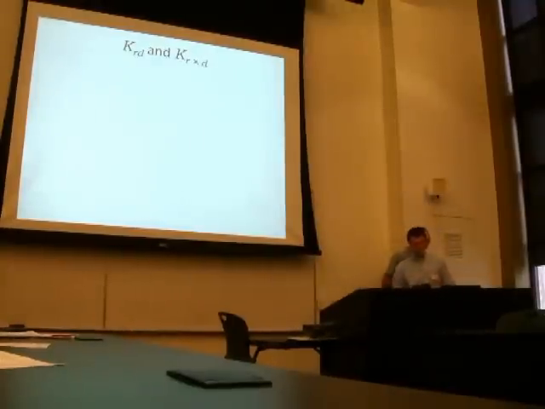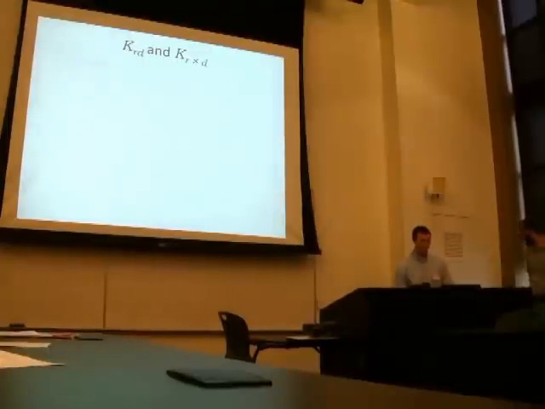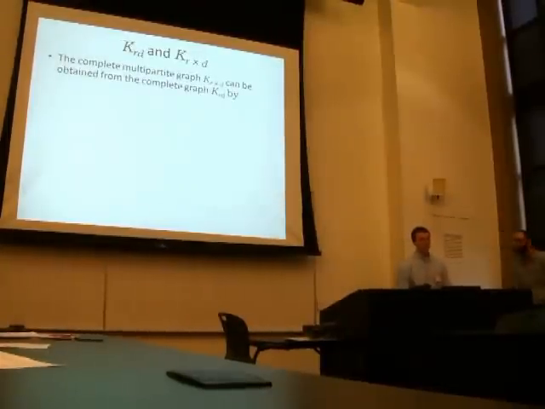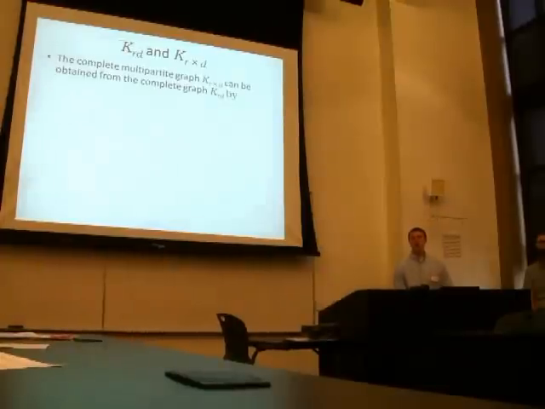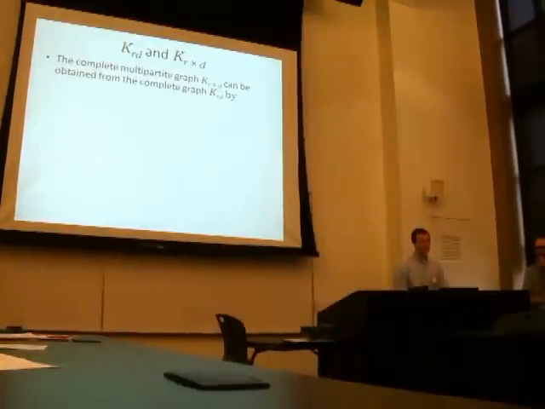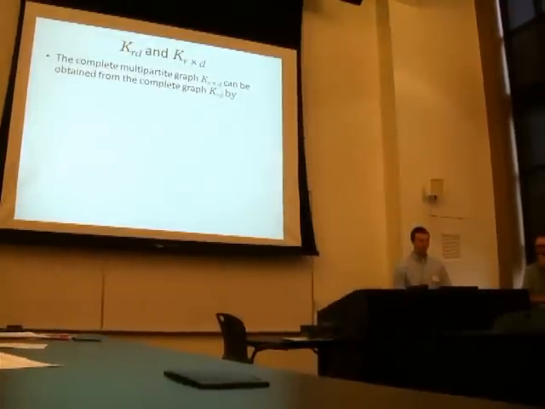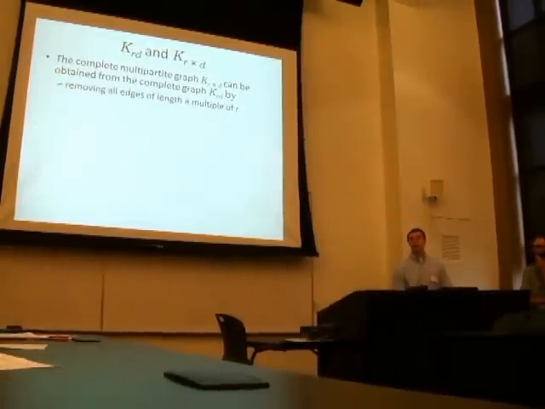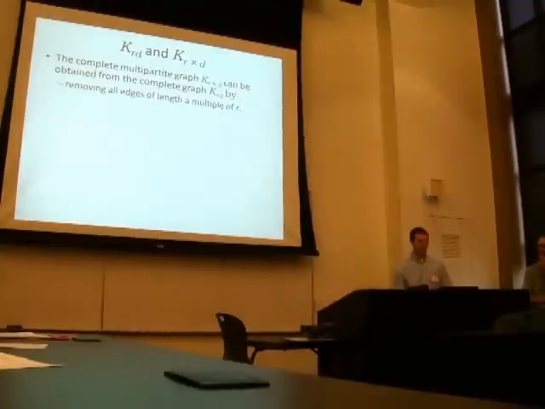So with our research, what we were mostly concerned with was decompositions of complete multipartite graphs. So we have some notation here. The complete multipartite graph, Kr cross D, means that we have R parts of D vertices each. And we can obtain this from the complete graph, KRD, basically by removing all the edge lengths that are a multiple of R.